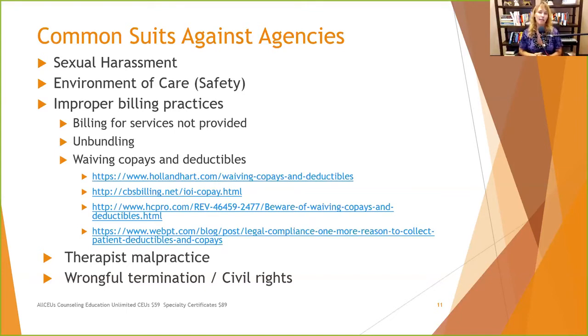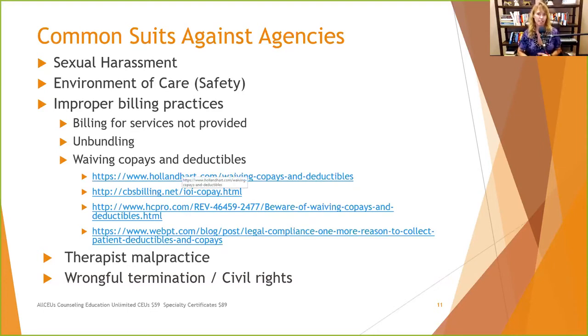And waiving copays and deductibles. I gave you plenty of links that you can go read about the different legal opinions on that, and there's none of them that are good. So they're all saying whether you're actually on a provider panel or you're an out-of-network provider, you still have the obligation to collect copays and deductibles, even for private insurance. It's not just Medicaid and Medicare anymore.